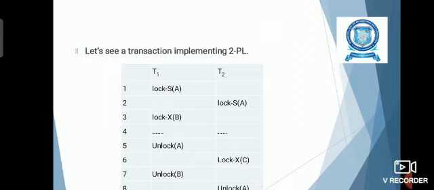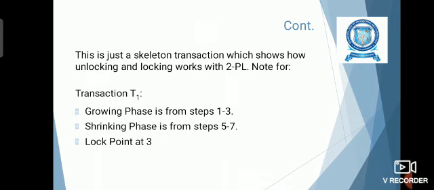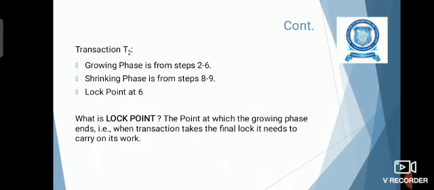Similarly, from the steps 2 to 6, the transaction T2 is putting the locks. This is called as the growing phase of transaction T2. And in the last steps, number 8 to 9, the transaction T2 is releasing the locks. So these steps are called as the shrinking phase of the transaction T2.